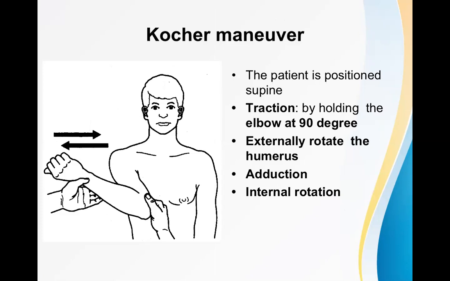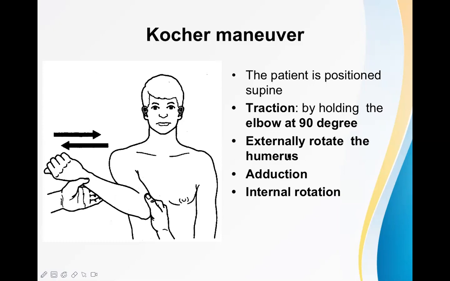Now, Kocher maneuver is the third one. This is called Kocher maneuver. The patient is positioned supine again on the bed. Traction is continuously provided by holding the elbow at 90 degrees. So the traction is given in this direction towards the inferior side.